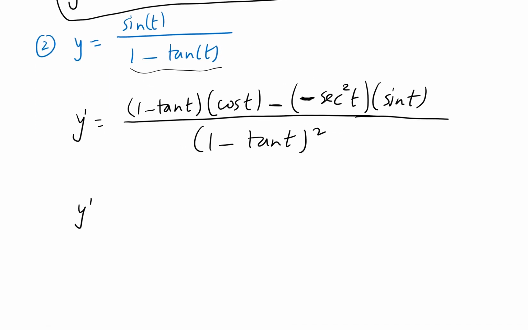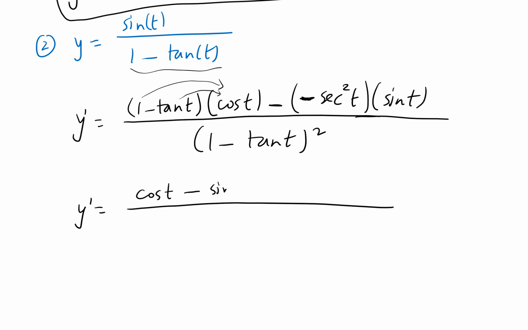Now we need to simplify the numerator. Multiply 1 times cosine t is cosine t, minus tangent times cosine. Tangent is sine over cosine, so the cosines will cancel. That will leave only sine of t, plus secant square t sine of t all over 1 minus tangent of t all squared. And nothing else can be done for this.